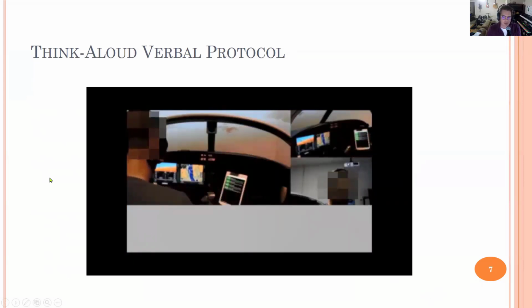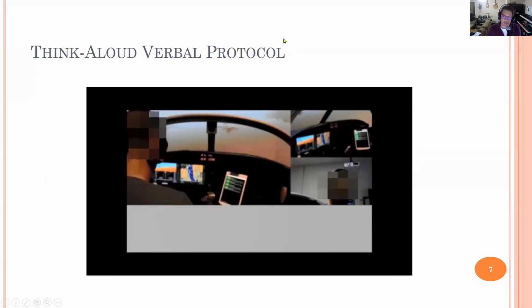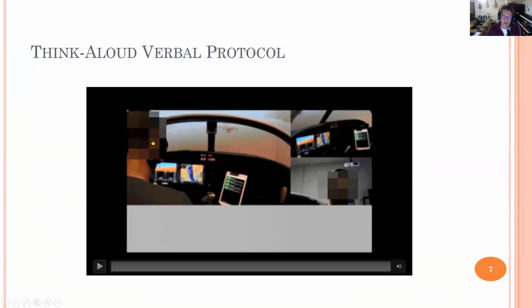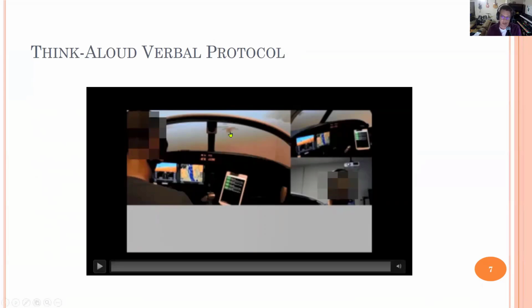All right. So again, that's a video clip example of the Think Aloud verbal protocol method. This is a participant. We had to train them to basically tell us what they're thinking. Don't just press buttons. Tell us why you're pressing those buttons, what you're thinking about that is going through your head when you're making decisions related to what you're doing.